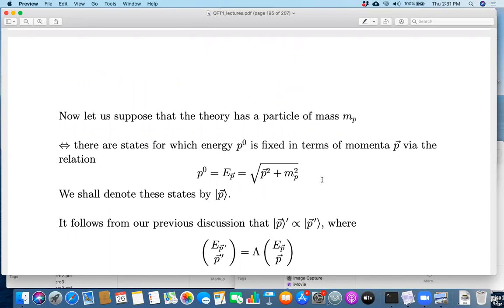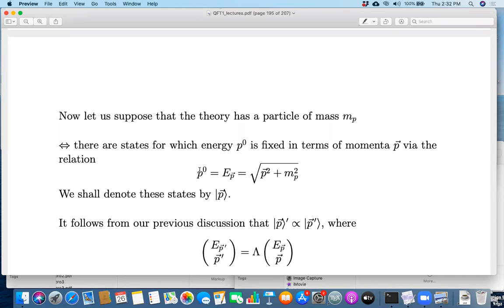Yes. But the problem there is the delta of P0 minus P0 prime, because you already have delta cube of P minus P prime. That sets P0 equal to P0 prime already, right? Using this relation, you'll get delta of 0, which is an infinite quantity.